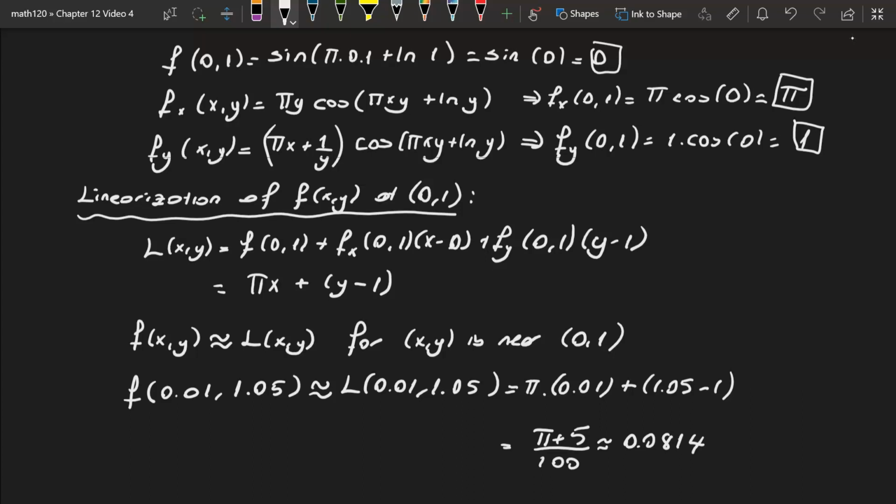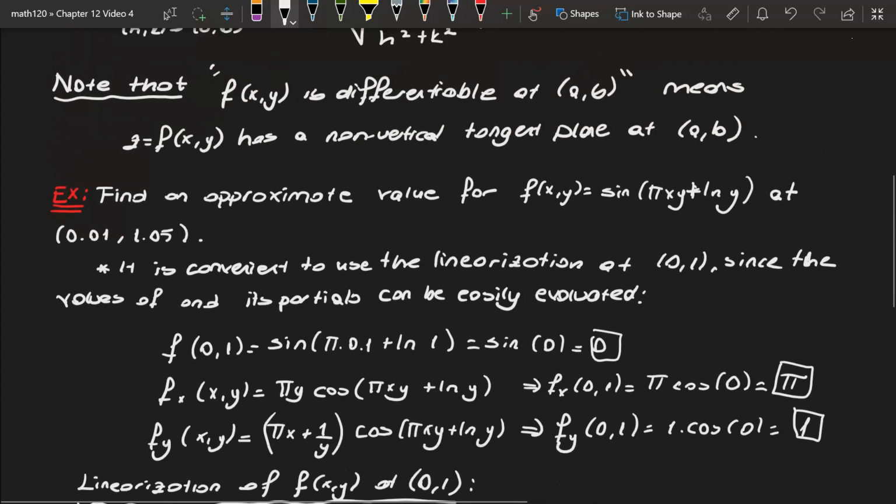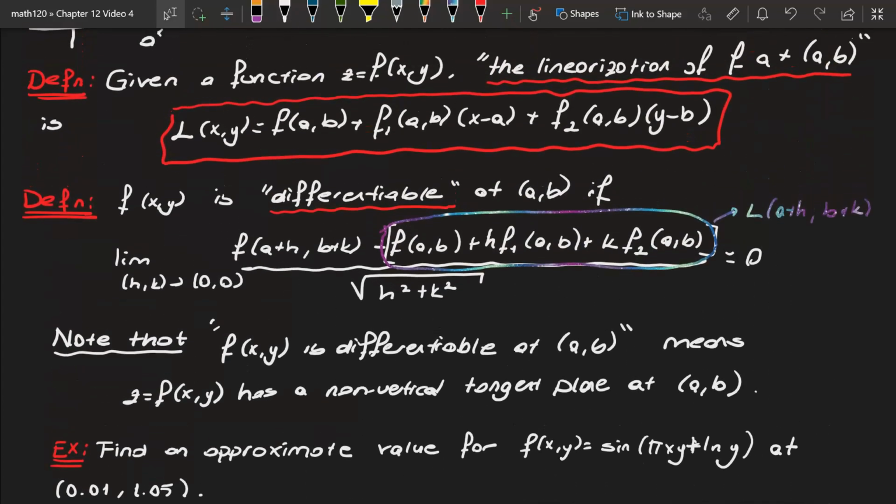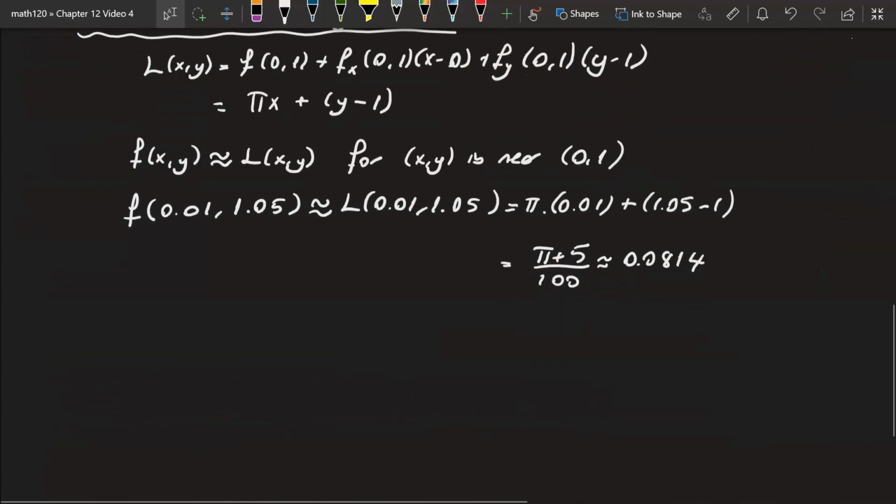Okay, so let us continue. Here we gave the definition of differentiability. If you look at the limit definition here, we have f of (a plus h, b plus k), and so on, over the square root of h squared plus k squared, going to 0. And from this limit, one can derive that differentiability implies continuity.